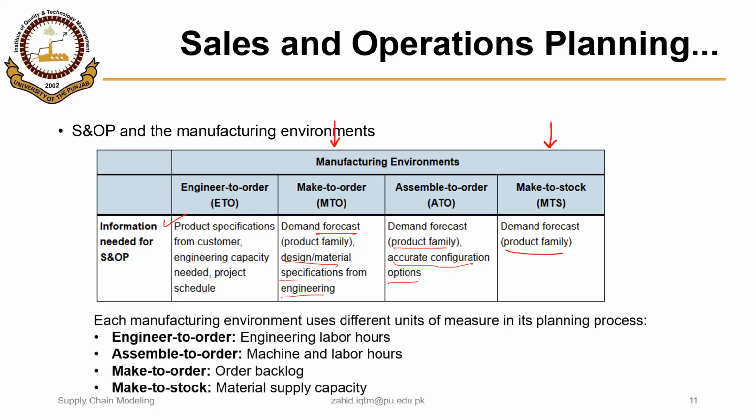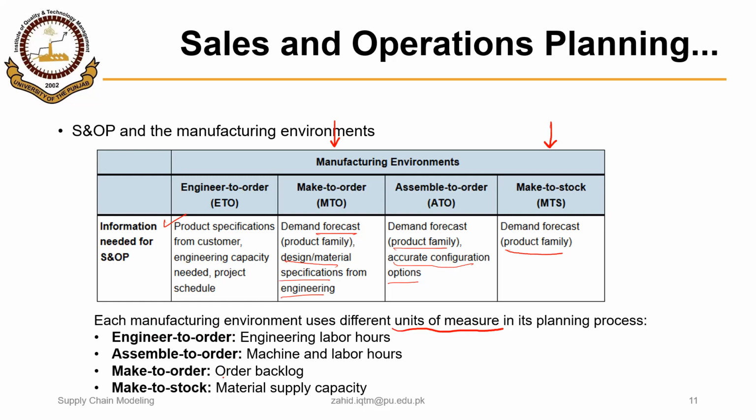Each manufacturing environment uses different units of measure in its planning process. And this is very important in planning. What are your units of measure? So engineer to order uses generally engineering labor hours, assemble to order environment uses machine and labor hours, make to order uses order backlog, and make to stock uses material supply capacity.